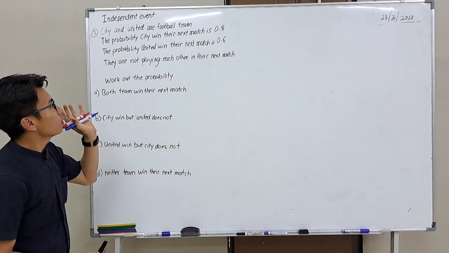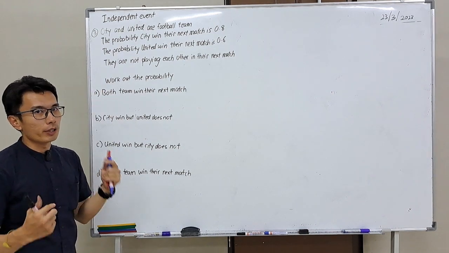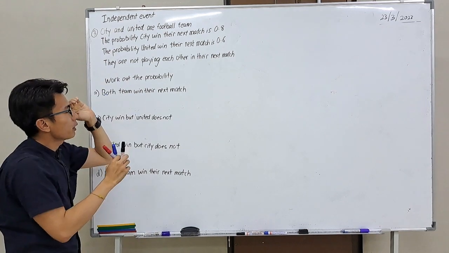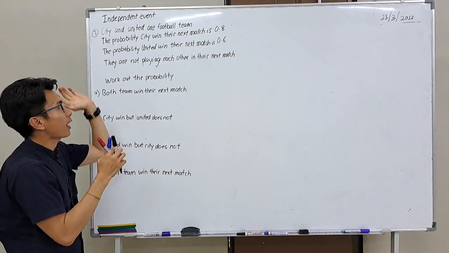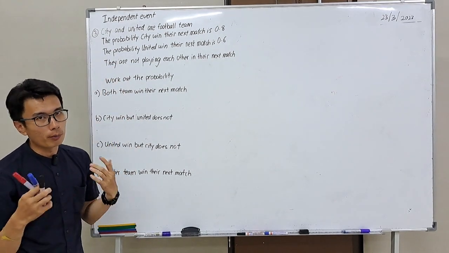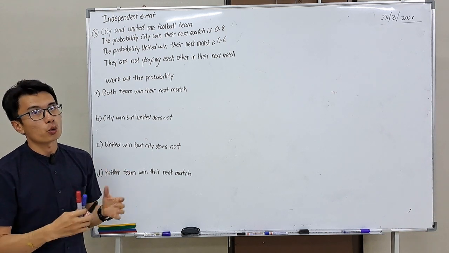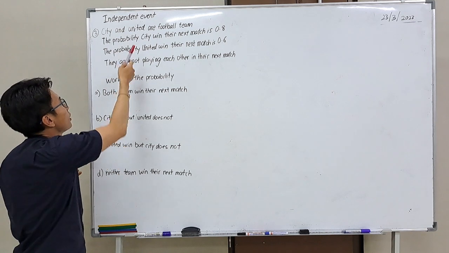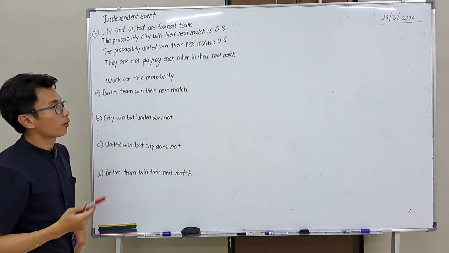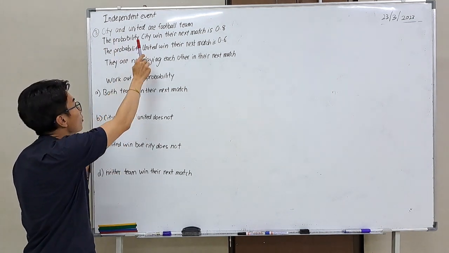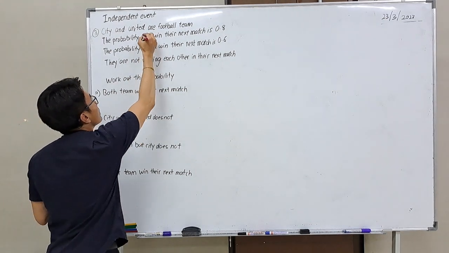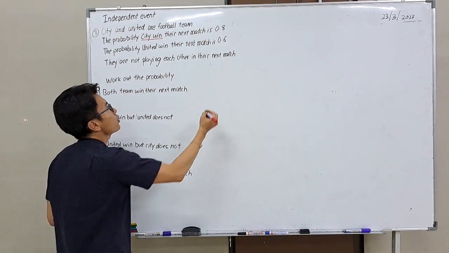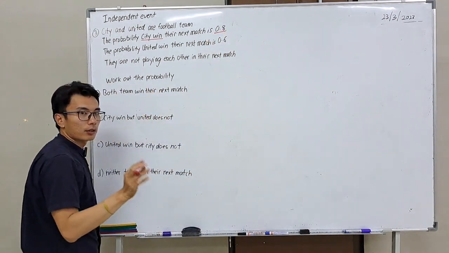Now, let's look at the next example of independent events. There is a lot of information in this question, but let's extract all the information one by one, and we will understand what's going on, okay? The first thing, they say City and United are both football teams. The probability that City wins their next match is 0.8.